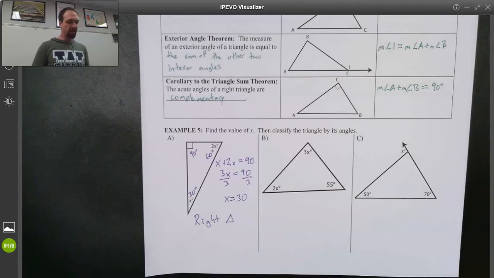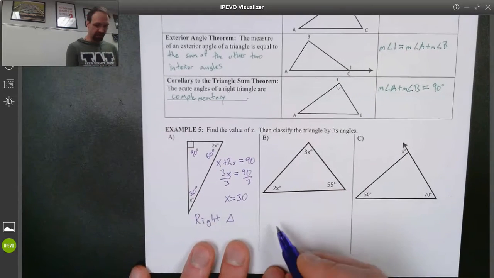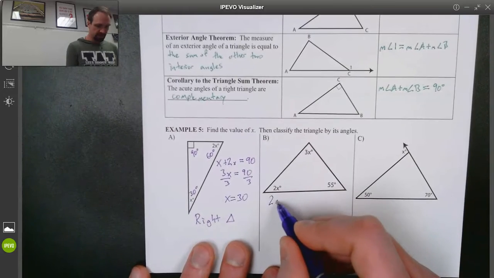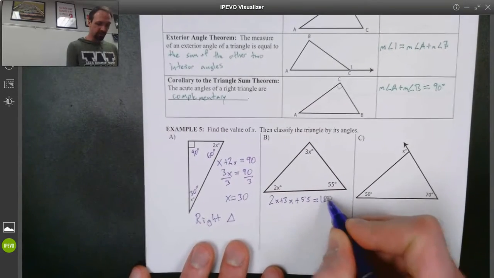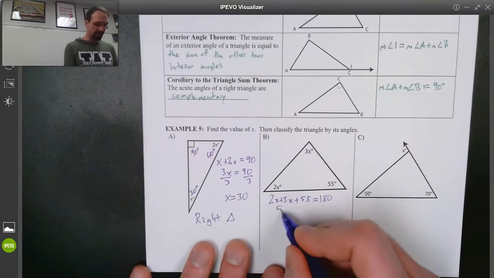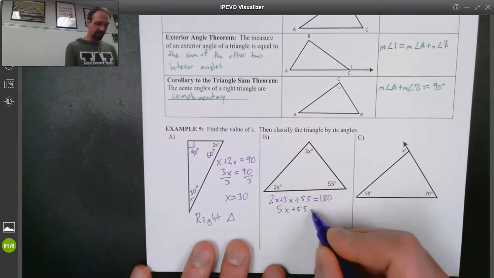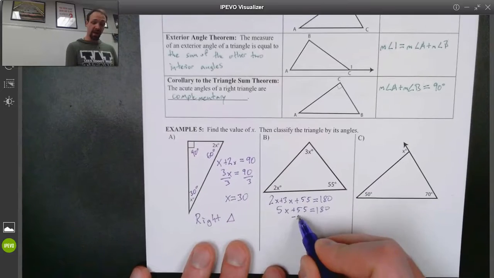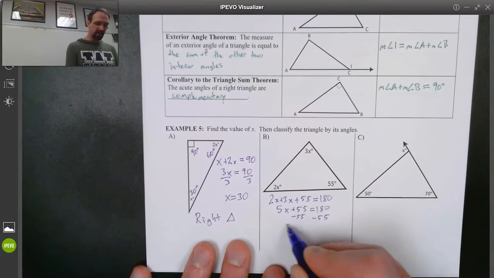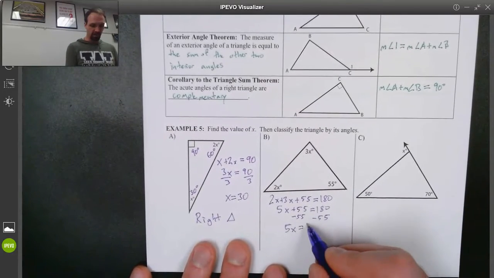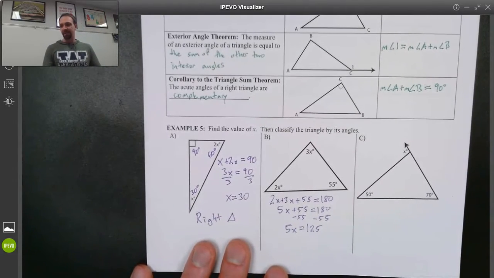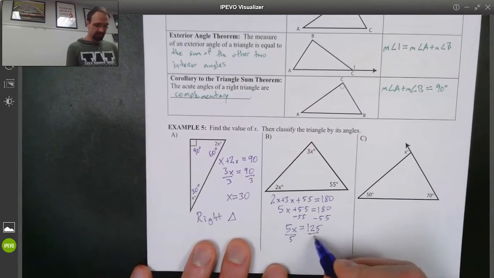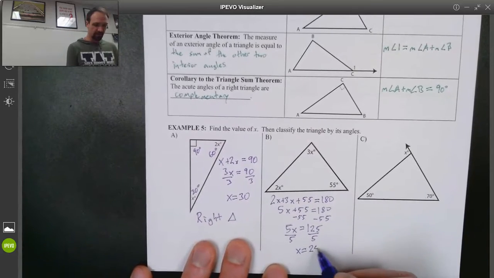Then for the next one, we know that the triangle has to add up to be 180 degrees. So I know 2x plus 3x plus 55 is equal to 180. Let's combine like terms first. So that's going to give me 5x plus 55 equals 180. Subtract 55 on both sides, and I get 5x is equal to 125. So now the next thing I want to do is divide both sides, and I get x equals 25.